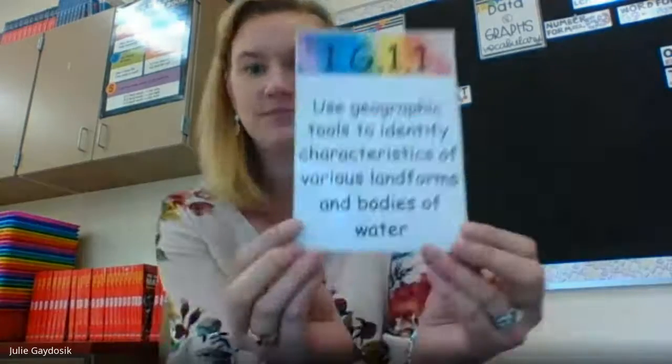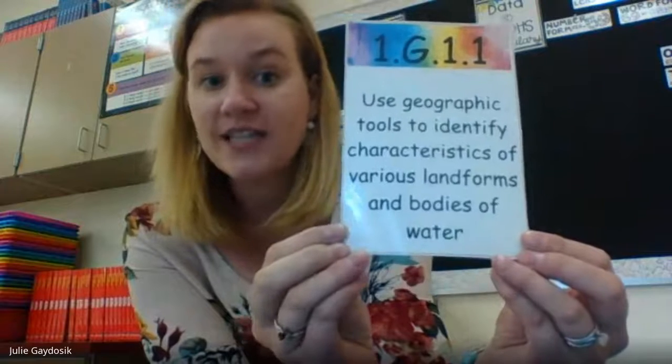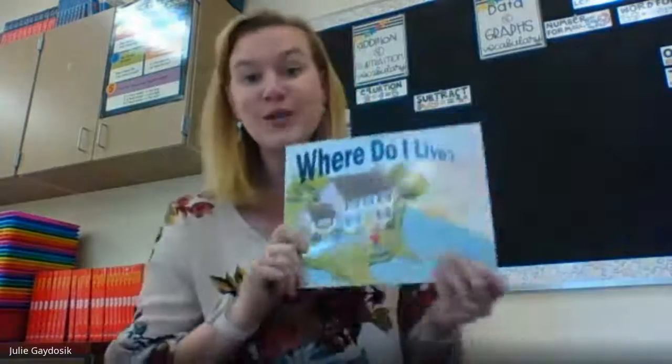So for today, we are talking about actually where you live. We've been talking about maps, landforms, and bodies of water, but today we're going to be talking about where you live, each and every one of you. So let's go over our I can statement. It says, use geographic tools to identify characteristics of various landforms and bodies of water. We're still going to be using those tools to talk about where you live. So what we're actually going to do is read a book.